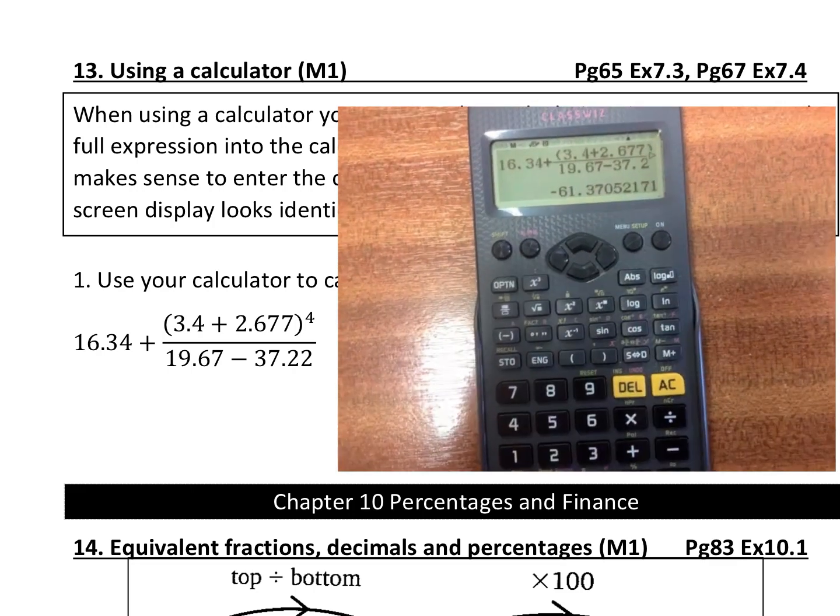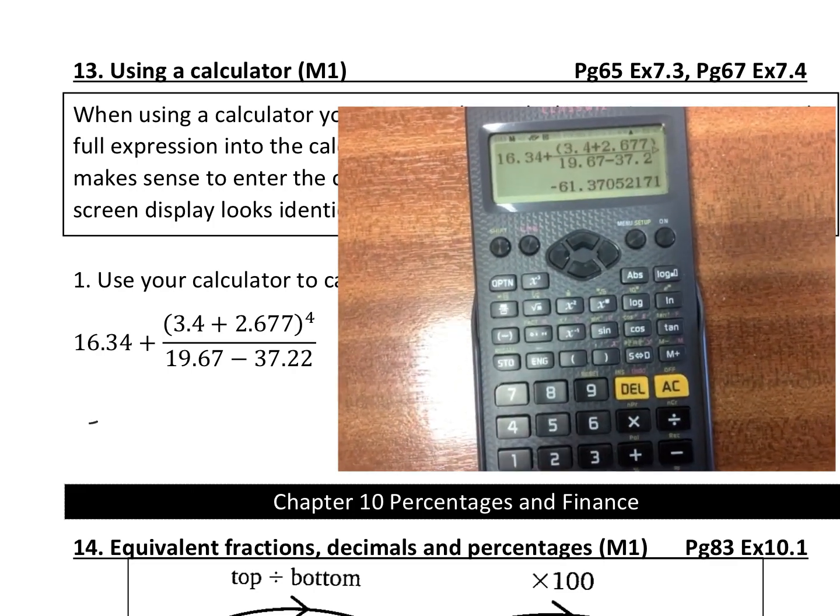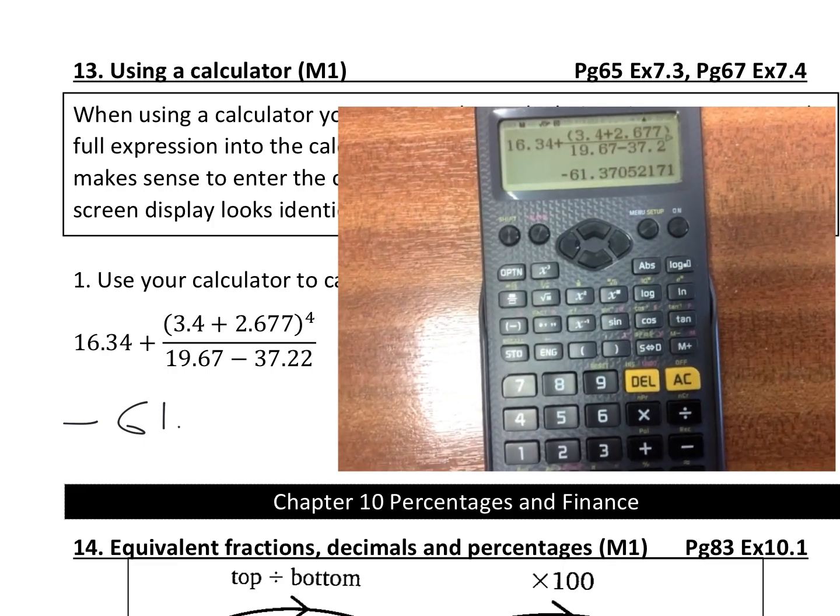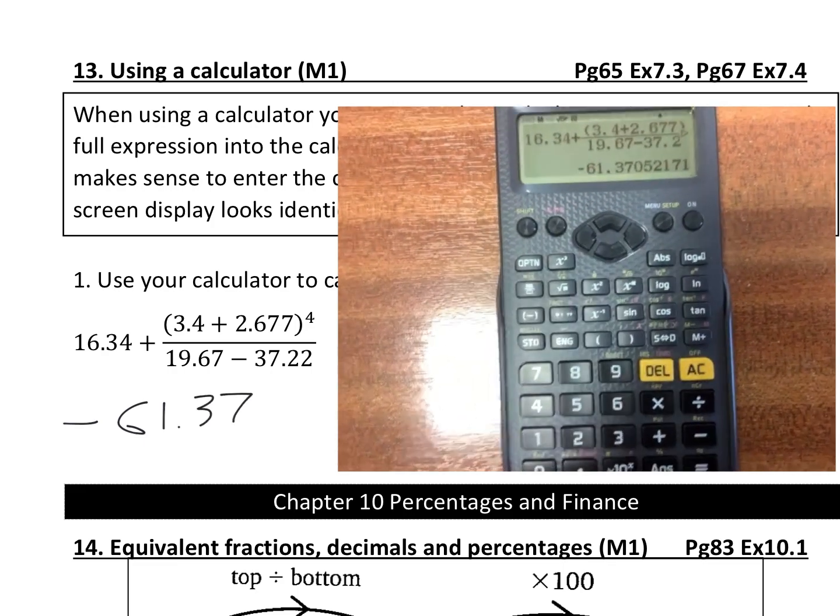So we should get the answer. That would be minus 61.37 to 2 decimal places.